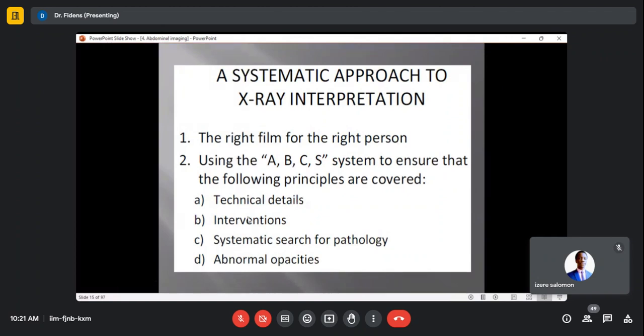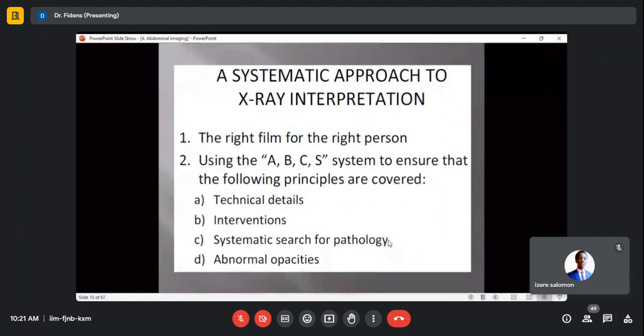But when you use this, it's about technical details. We'll see what we see. We look at interventions, what has been done, systematic search for pathology. How do you systematically search for any disease and abnormal opacities? Now we'll see. Okay, but the same system, start by identification, you go for technical qualities, and you start now analyzing.